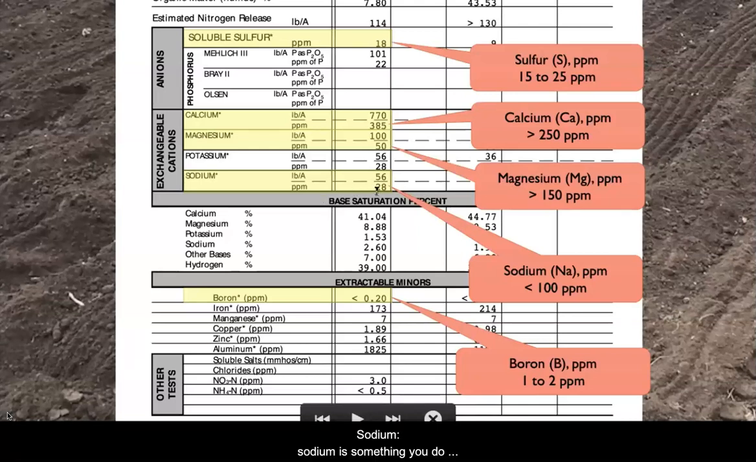Sodium is something you do not want to have in your soil. You don't want to have sodium. So usually we want to have below 100 parts per million.